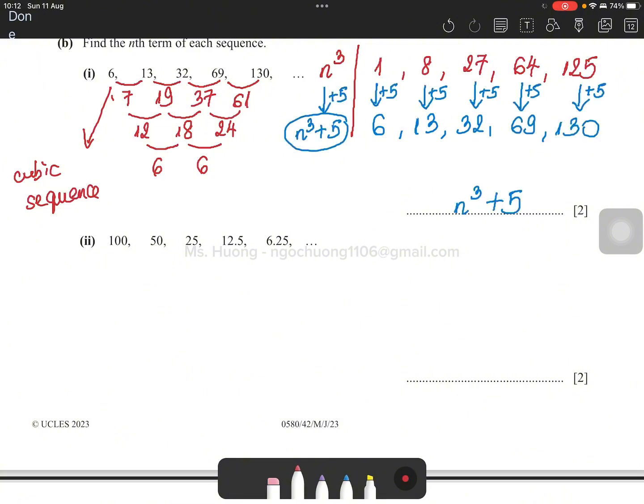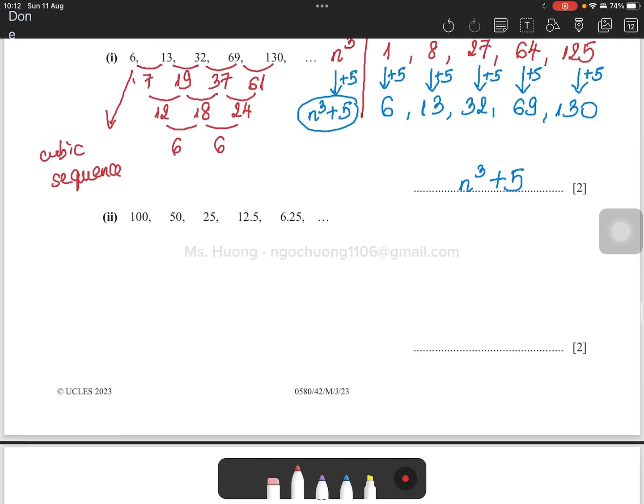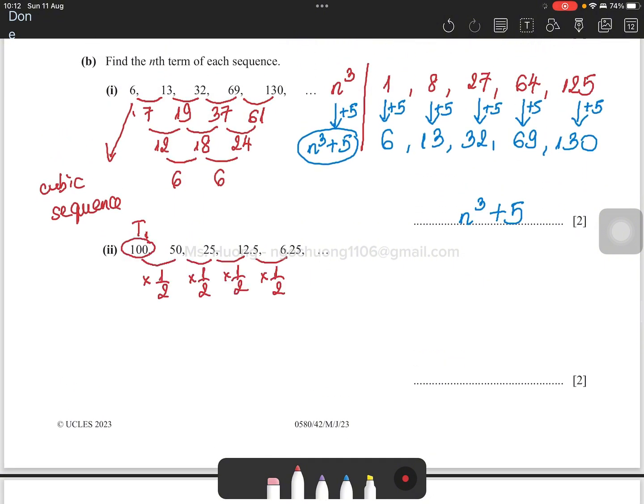Second question, 150, 25, 12.5, and 6.25. So we see that each time we will divide the previous term by 2, or we say we multiply the previous term by 1/2. 25 times 1/2 is 12.5. 12.5 times 1/2 is 6.25, and so on. And the first term, T1, is 100. So this one is an exponential sequence.